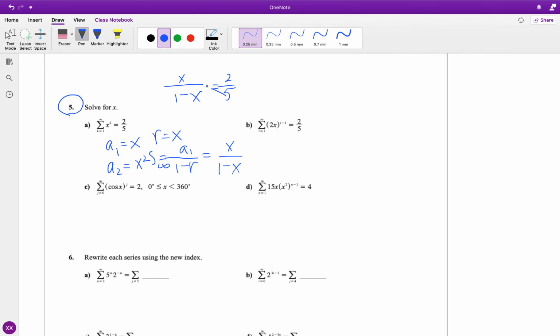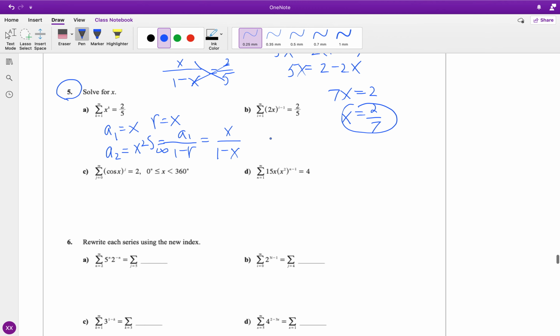Now cross multiply, that means 5x equals 2 multiplied by that. Open it up, equals 2 minus 2x. Left hand side, 5x. Now I'm going to move this to the other side, so that becomes 7x equals 2. X equals 2 over 7. Done. Now let's take a look at question B.